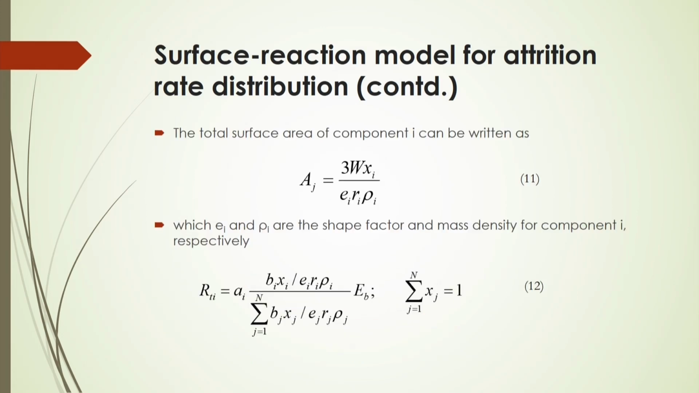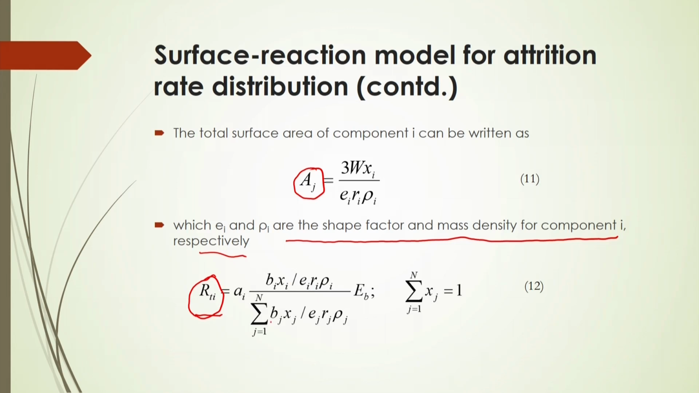Now, the total surface area of the component I that is formed after attrition can be written as A I, that will be equal to W x I divided by E I R I rho I. What is that E I? E I and rho I are the shape factor and mass density of the component I respectively. Now, if you substitute this A I in equation 10 here, then you will see the mass rate of attrition for that individual component.